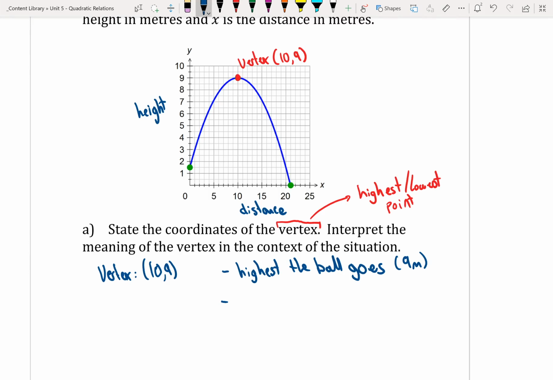And the second thing, we could actually just interpret the point specifically. So you could say at 10 meters distance, the ball is 9 meters high. So again, treat this idea of looking at it as almost like a two-dimensional version of a person throwing a ball, and it travels up and then comes down.